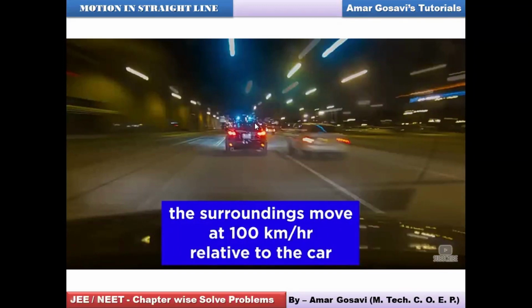So with respect to the person in the car, the upper side of the tunnel will also move backward with the speed. So that's the concept of relative motion. Make a note of it before we move ahead. So why am I showing you these pictures? Because these pictures will make you understand or imagine what relative motion is. Okay. Let's proceed further.